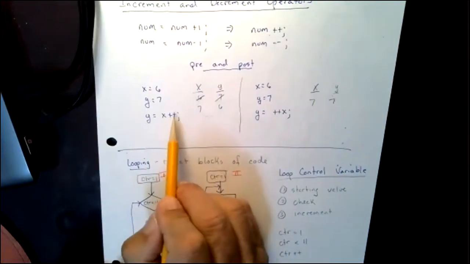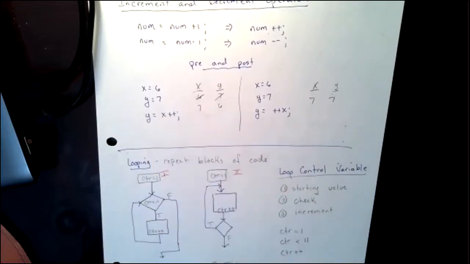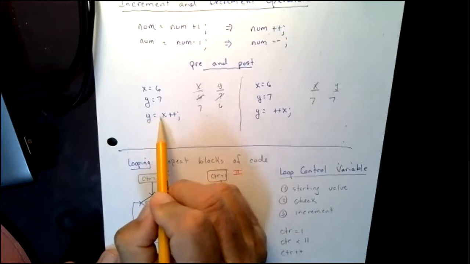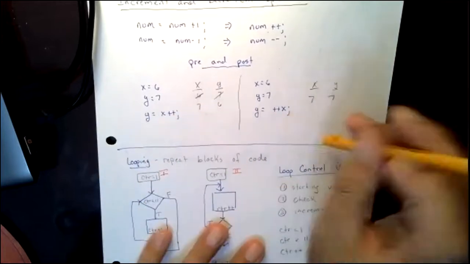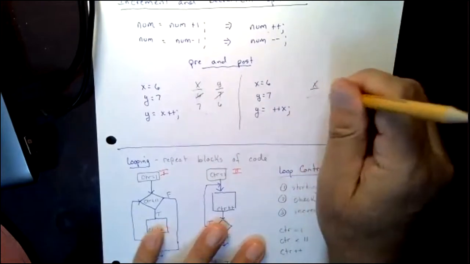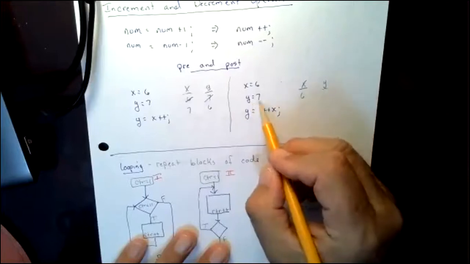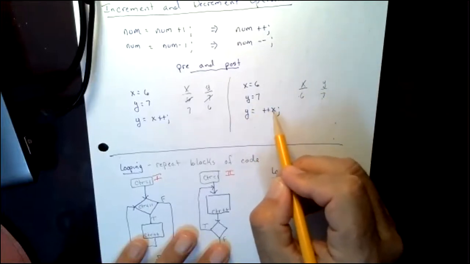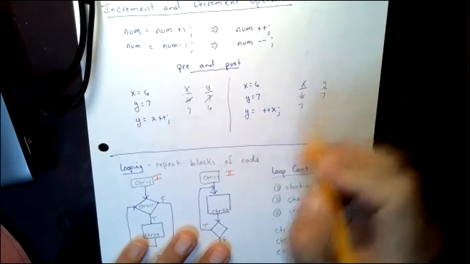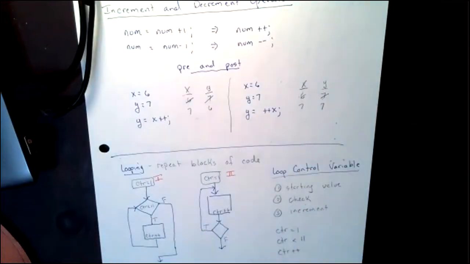So this post says increment this after I use it. So I'm using it, I'm giving y the value of x, then I'm incrementing it. Let's see what happens over here. X gets a value of 6, y gets a value of 7. I come in, the first thing I do is increment x, so it becomes 7. Then I assign it to y, that becomes 7.